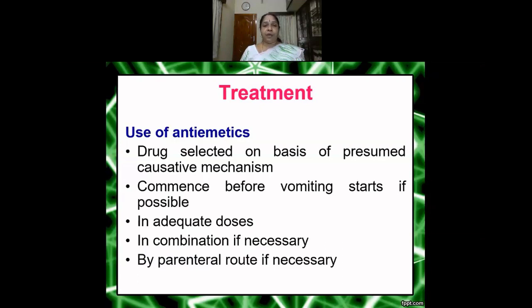Like if a person will vomit when they take a trip by bus, what we do is, even before they board the bus, they take the medicine and then board the bus so that they don't vomit during that travel. Similarly here, the drug should be given even before the vomiting starts, and in adequate dose. The dose will be determined by the physician based upon the condition of the patient. Antiemetic drugs can be given in combination if necessary, and by the parenteral route if necessary. The parenteral route is giving them through the intravenous route, administering the antiemetic drug through the vein.